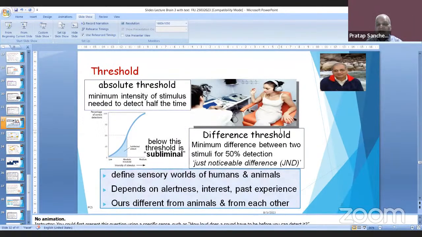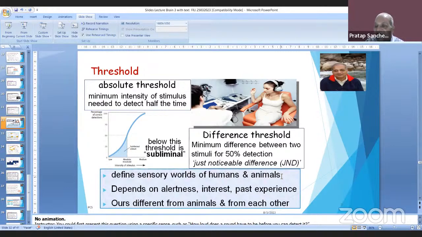Threshold. This is another important principle, that we don't respond to subliminal or sub-threshold stimuli. The minimal intensity of the stimulus needed to detect it half the time is the absolute threshold. It defines the sensory world of humans and animals. So we do not have sensory perceptions of a stimulus of very small magnitude. It depends on our alertness, interest, past experiences, and perhaps expectations. Ours are different from animals and from each other.